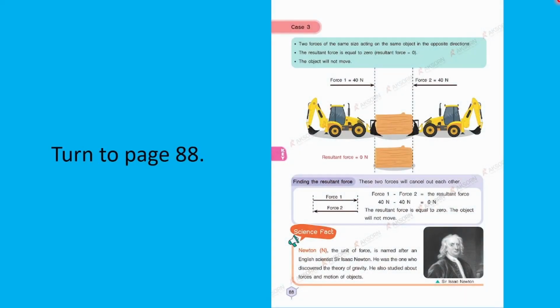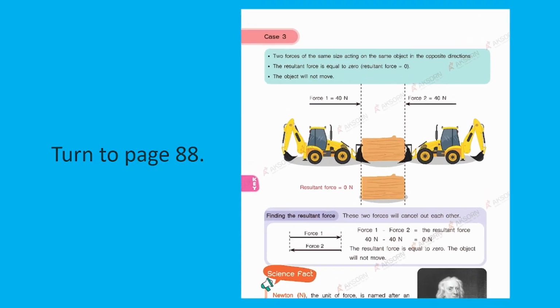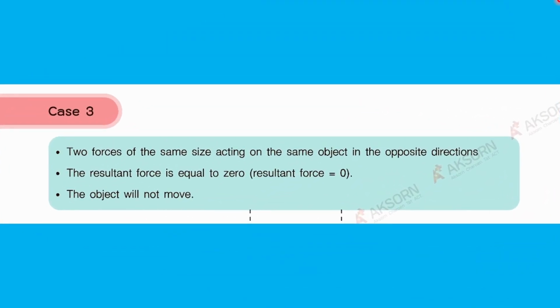Turn to page 88. Case 3. Two forces of the same size acting on the same object in the opposite directions. The resultant force is equal to 0. Resultant force equals 0. The object will not move.